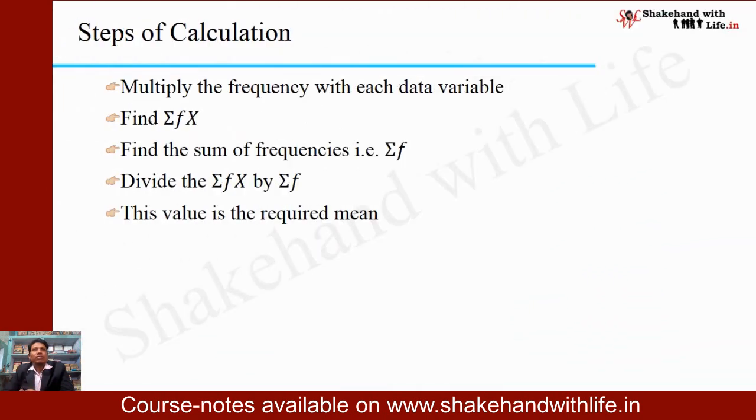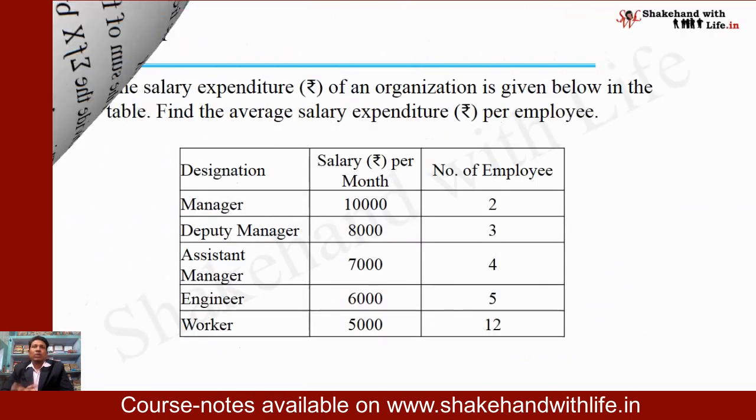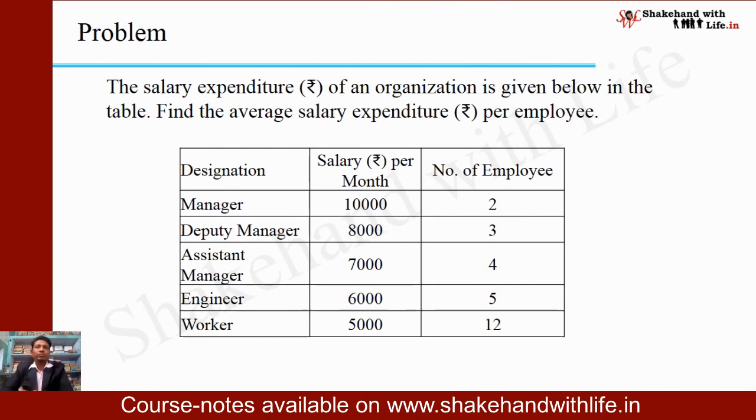Now what are the steps of calculation? Multiply the frequency with each data variable, find sigma fx, find the sum of frequencies sigma f, then divide sigma fx by sigma f. This value is the required mean value. So how do you calculate? Here is a problem to understand better.